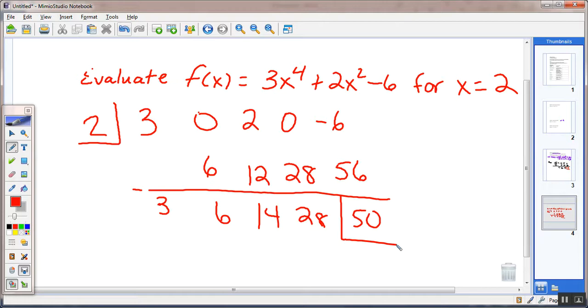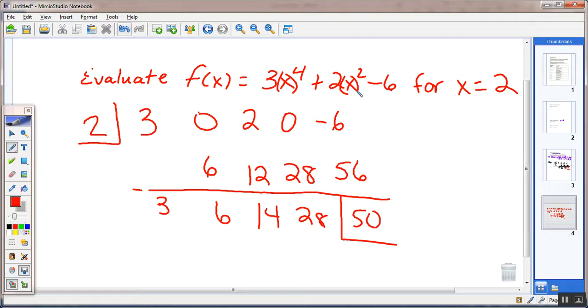So if I plugged 2 in everywhere where there was an X up here, if I plug 2 in where X is up there in that function, what am I going to get out? 50. Betcha. How many had 50 there?